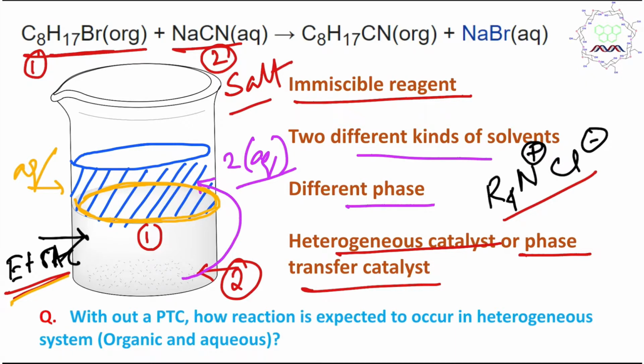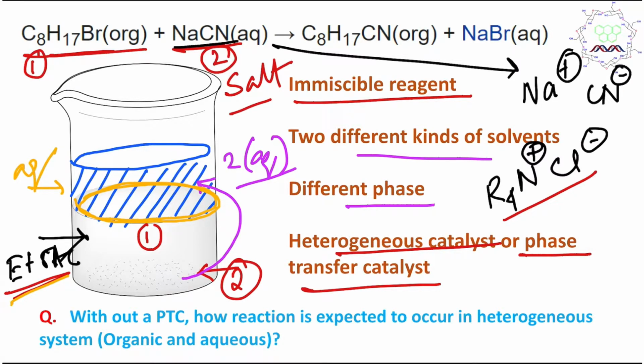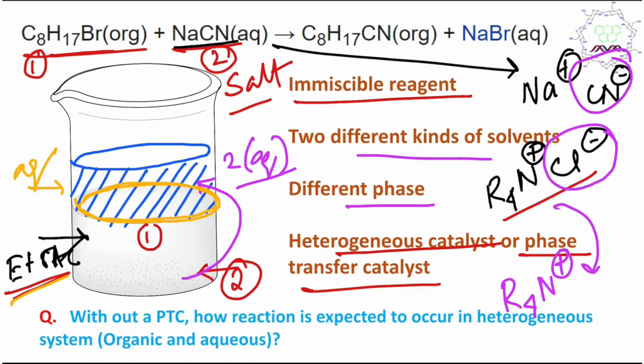So what happens in this case? See, it's an aqueous solution, sodium cyanide, so it will ionize. You can consider two ions, sodium plus ion and cyanide minus ion, and by the way, negative charge is concentrated over the carbon atom. Now CN minus. So exchange will happen, means this chloride could be exchanged with this cyanide, and ultimately what will it produce? It will produce R4N plus Cl minus.